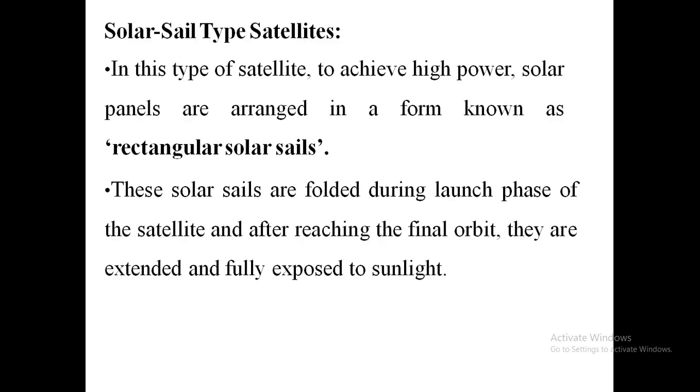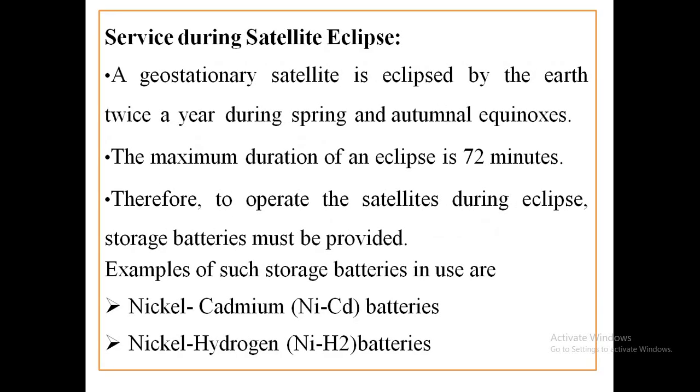Solar sail type satellites. In this type of satellite, to achieve high power, solar panels are arranged in a form known as rectangular solar sails. These solar sails are folded during the launch phase of the satellite, and after reaching the final orbit, they are extended and are fully exposed to sunlight.